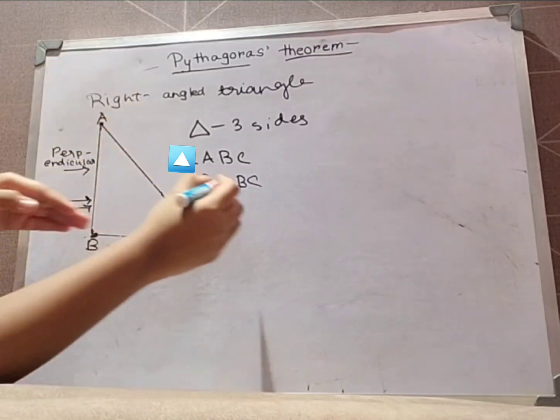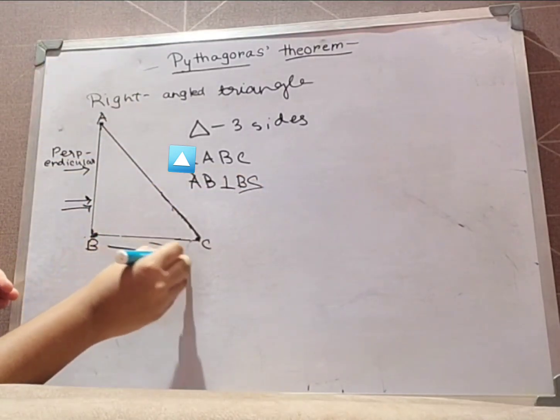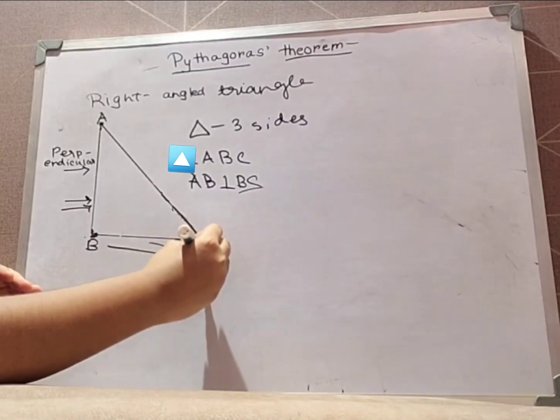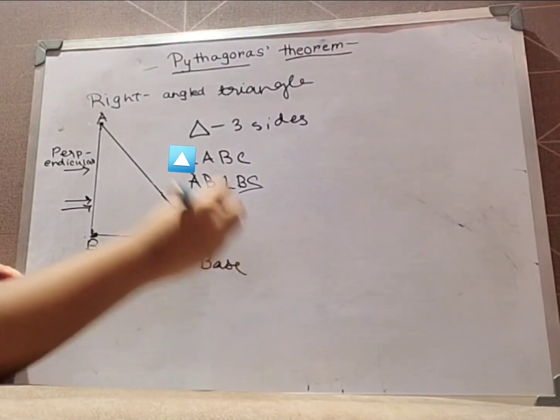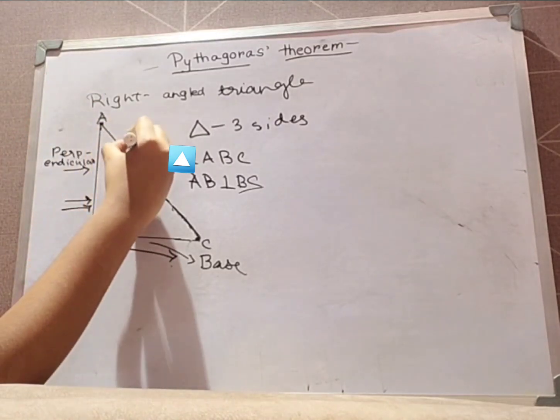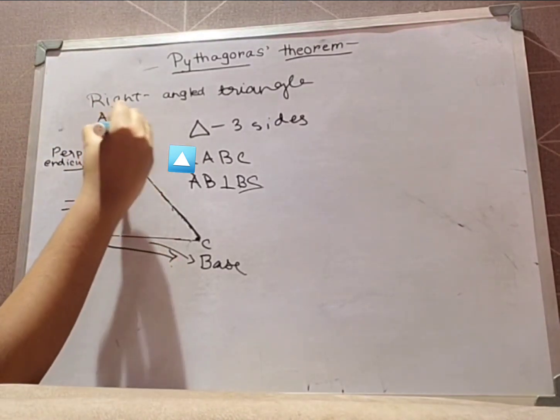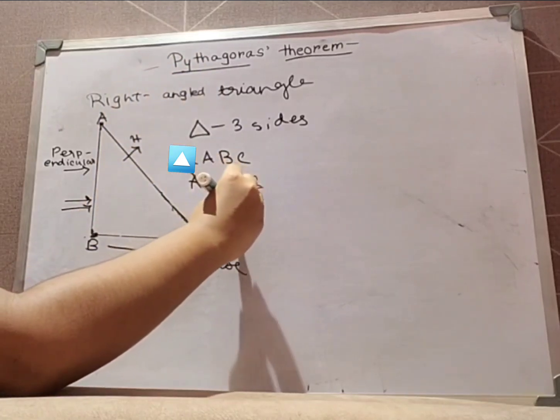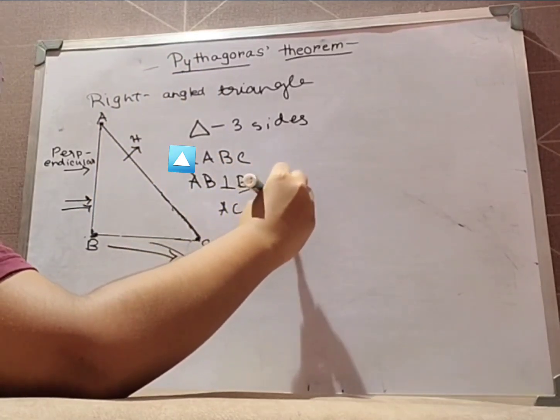Now the line it is perpendicular on is the base. As the name suggests, base is of course the foundation or the base for the two ones. And now this slanted line, which is AC, is our hypotenuse.